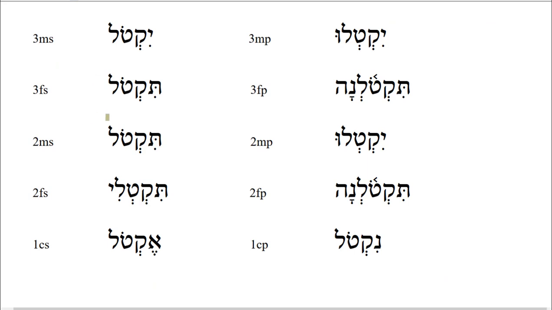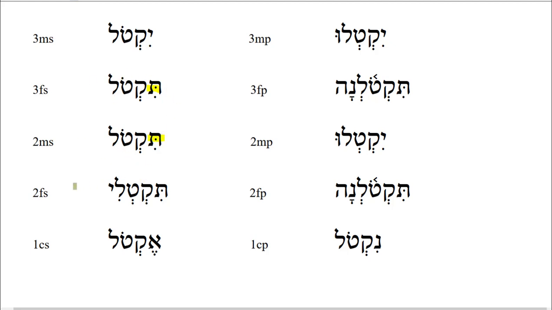So let's take a look at our qal imperfects. Notice our prefixes, yod, yod, and yod. A yod will always be a masculine form. So third masculine singular, third masculine plural, second masculine plural. The second prefix is a tav. We see tav here in third feminine singular, second masculine singular.